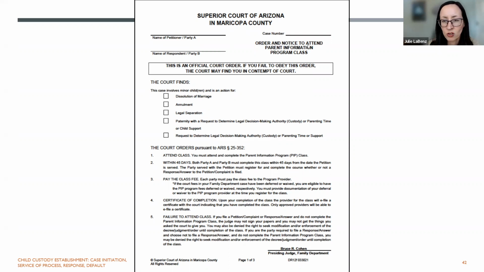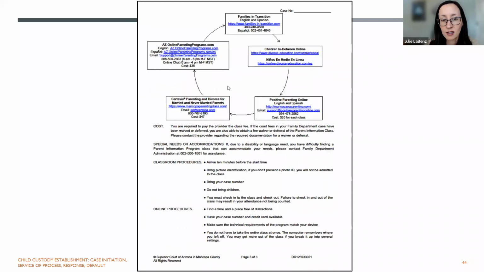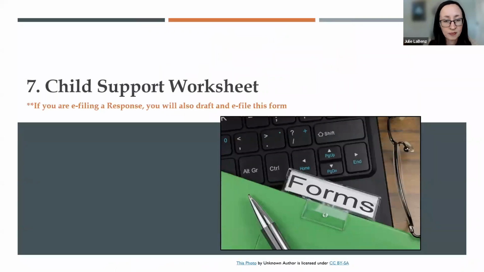So this is the order and notice to attend parent information class. You'll indicate here, you would be having a paternity with a request to determine legal decision-making or parenting or child support if your case involves paternity. If not, then it would be this box. So you'll fill this out and file it, and then this gives you information about what you need to do in your county to sign up for and complete the parenting class. Here's additional information for Maricopa County, and that's it. So this form gets filed with the court and served on the other side.